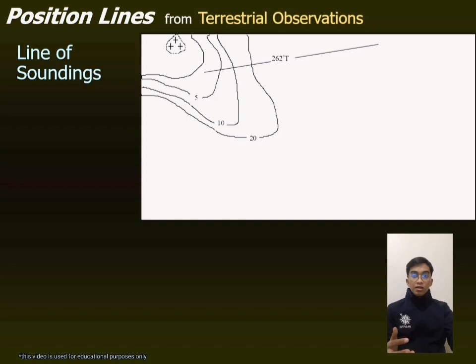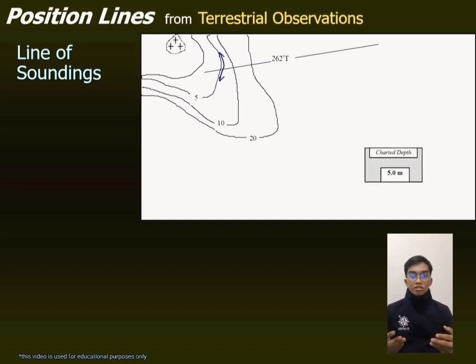Then we talk about the line of soundings, and in this line of soundings, we talk about the depth contours. So you can see the depth contours on charts are lines drawn joining places of equal depth. As you can see, the 5, 10, and 20 are basically lines joining places of equal depth. Navigators should be very cautious about using these depth contours as a means of position determination, as these are not intended for use as position lines.